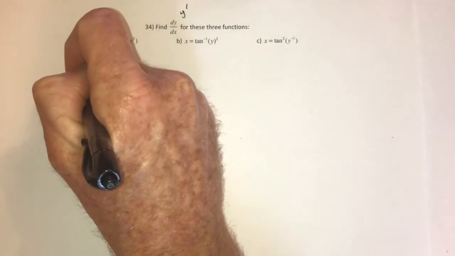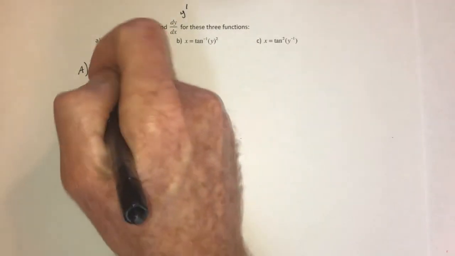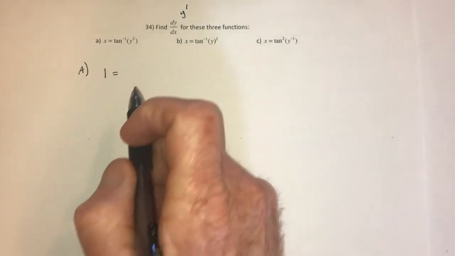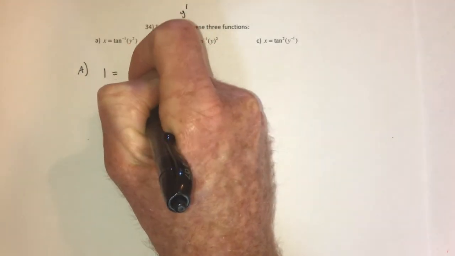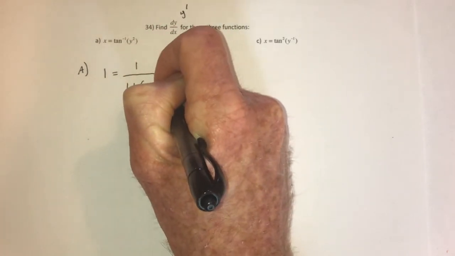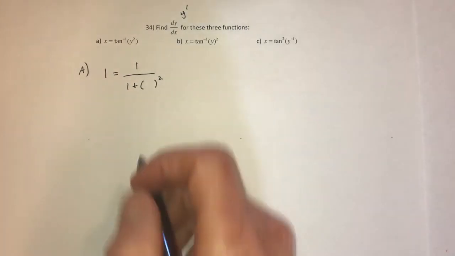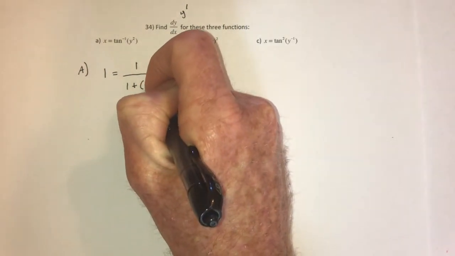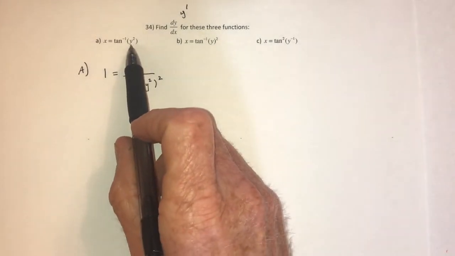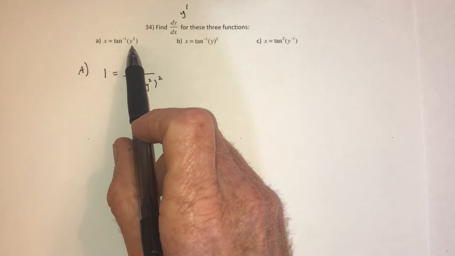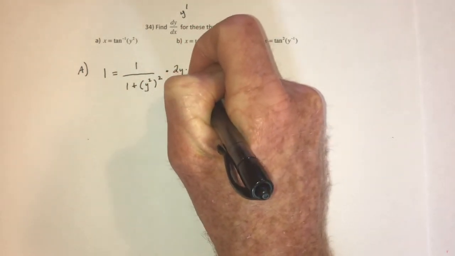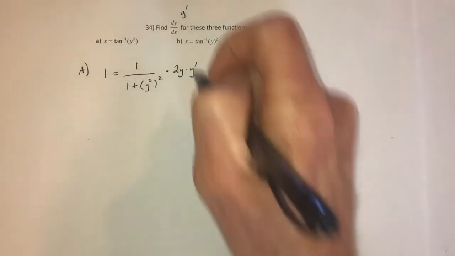So for part A, the derivative on the left side is going to be 1. Then on the right side, take the derivative of tangent inverse, which is 1 over 1 plus whatever's in the parentheses squared. And what's in the parentheses is a y squared. Now do the chain rule. Take the derivative of what's inside the parentheses. So the derivative of y squared will be 2y, and then times y prime from the chain rule.